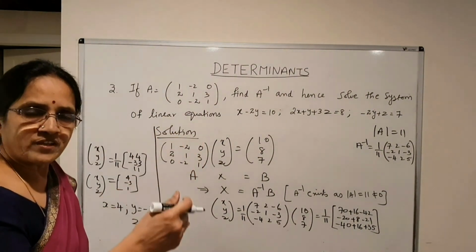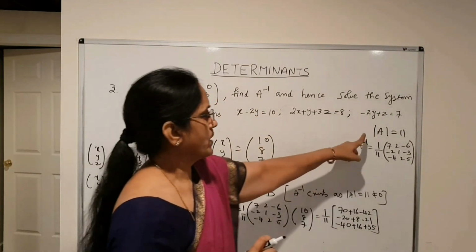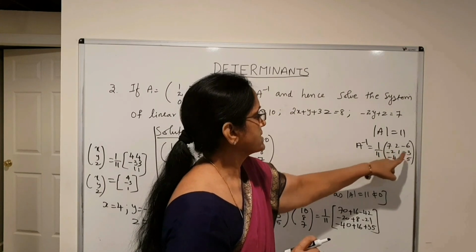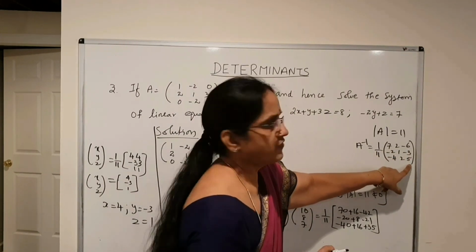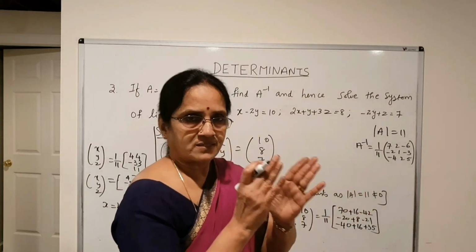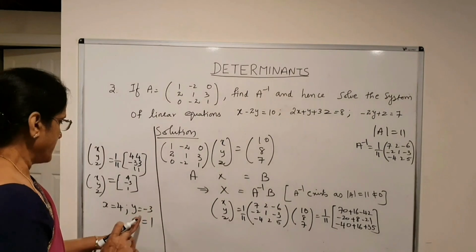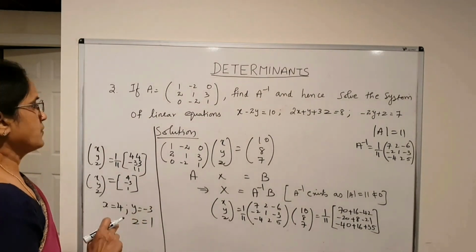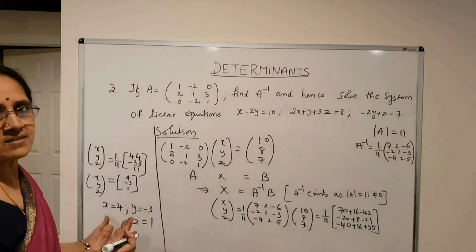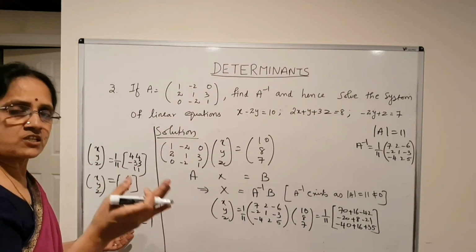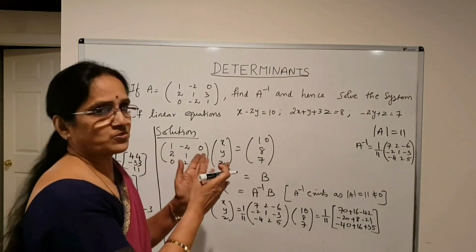Finally, you need to conclude your answer. The first answer is A inverse, which is equal to 1 by 11 of the matrix 7, 2, -6, -2, 1, -3, -4, 2, 5. That is the first part of the answer. Second part, x is equal to 4, y is equal to -3, z equal to 1. You can substitute these values in one of the equations and check whether your answer is right or wrong. Then and there you can check your answer and come out of the examination hall if this particular type of question is asked.